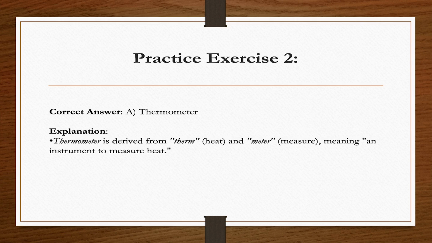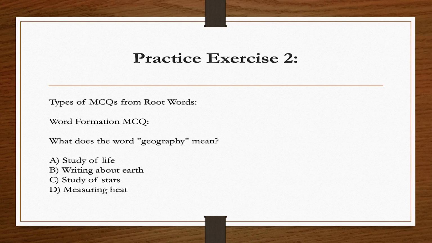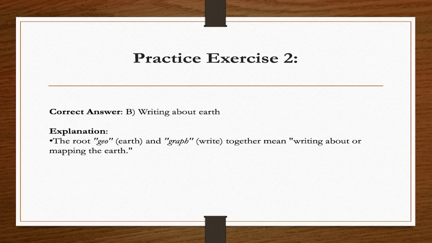Okay, so that's thermometer. The next MCQ is a word formation MCQ. What does the word geography mean? Now, the root geo we have already discussed. A, study of life. B, writing about earth. C, study of stars. And D, measuring heat. Okay, so that is B, writing about earth.